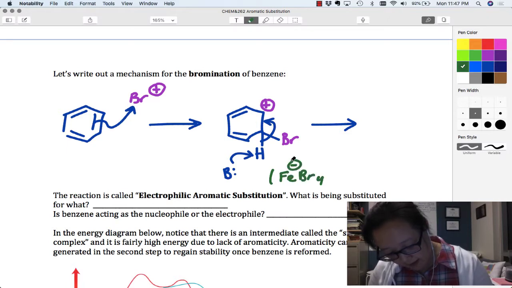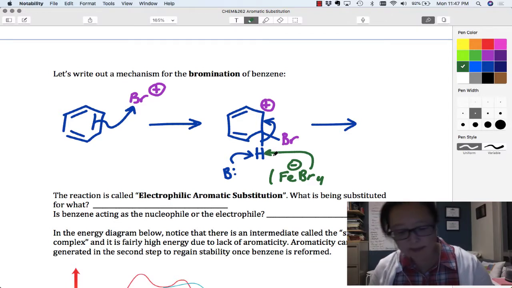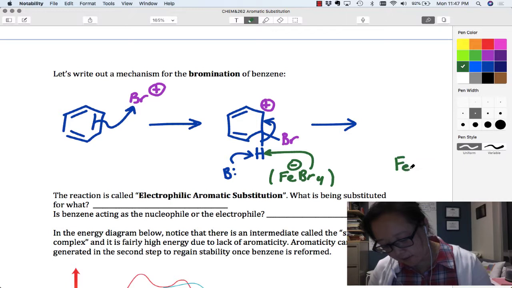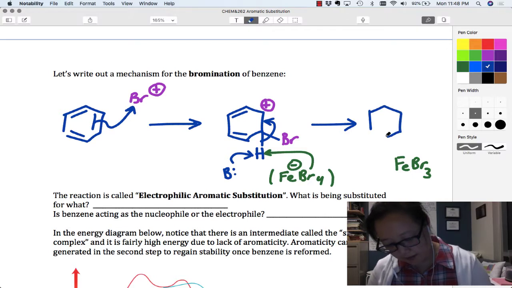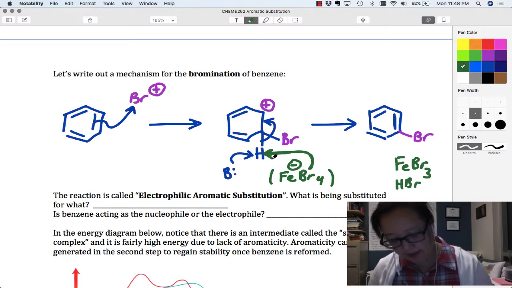FeBr4 minus, so one of these bromines can come in and then we'll end up with FeBr3 again. You probably remember from Gen Chem that catalysts get regenerated. This is how FeBr3 turns into FeBr4 minus and then turns into FeBr3 again. And if we do that, then we've regenerated our aromaticity, we have our bromine on the ring now, and you also ended up with an HBr from this step right here.